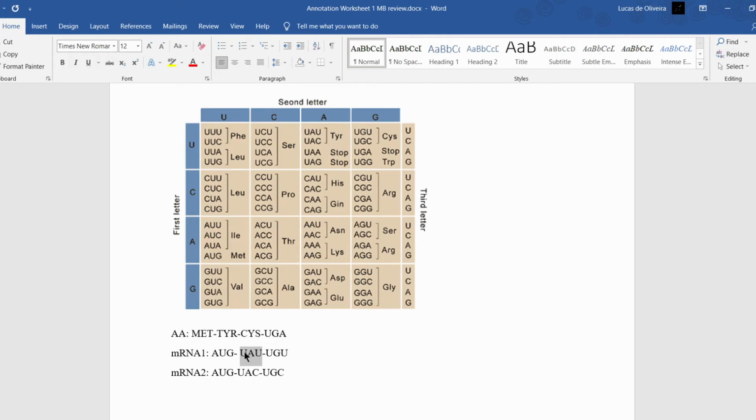And you can kind of see that illustrated here. Same with cysteine. So UGU, or you could have that last position wobble paired, and you can have UGC, and you'll still get cysteine. So even though these two mRNA sequences are different, the amino acid sequence is the same.